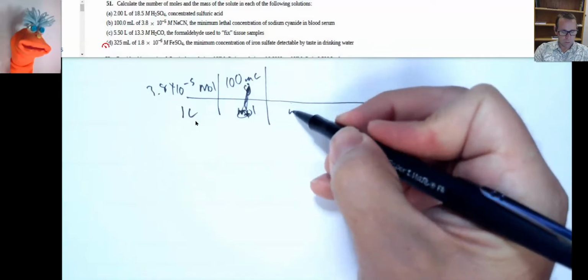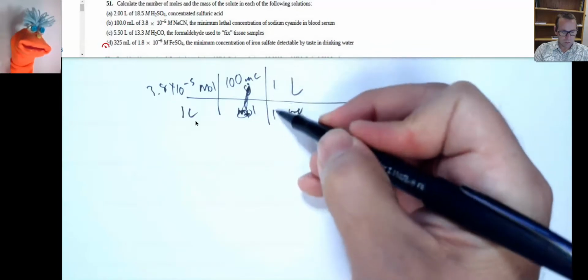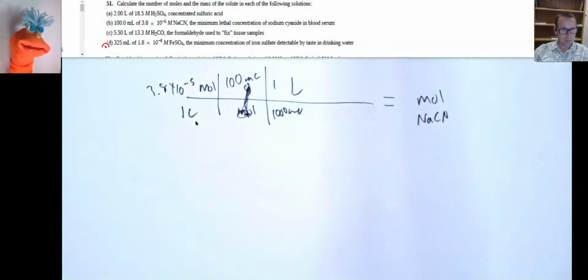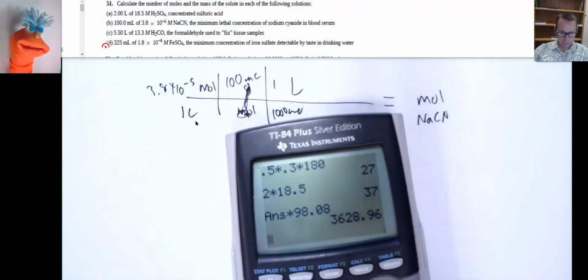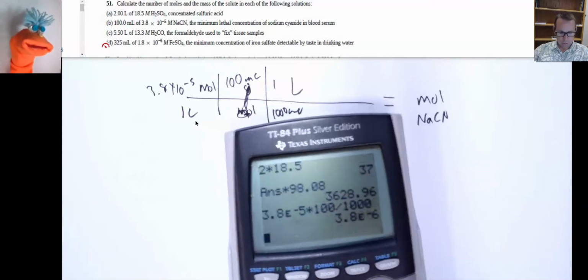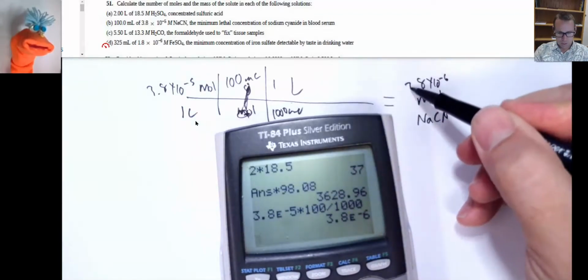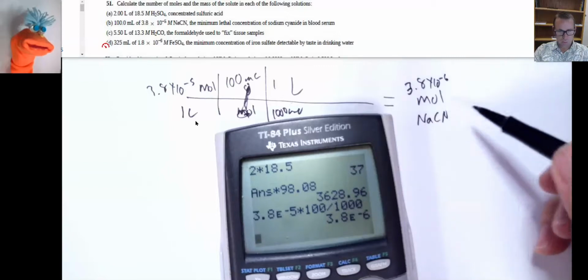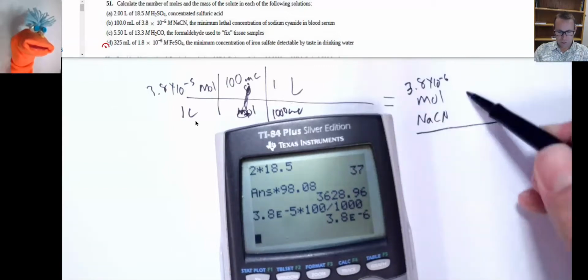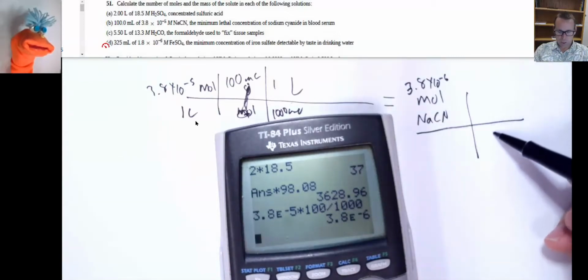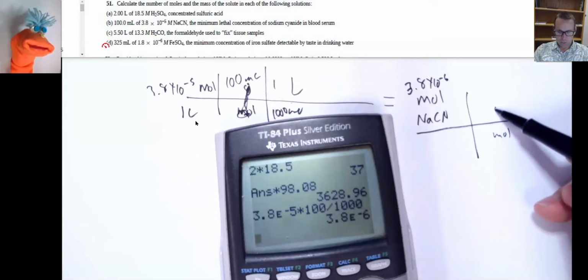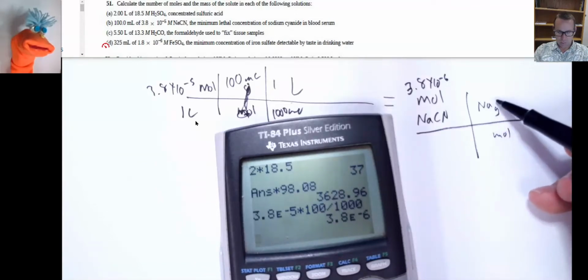And I'll convert milliliters to liters by going 1,000 like that. So 3.8 times 10 to the minus 5 times 100 divided by 1,000. So that's 3.8 times 10 to the minus 6 moles of sodium cyanide. And then we'll go from moles of sodium cyanide to grams of sodium cyanide.